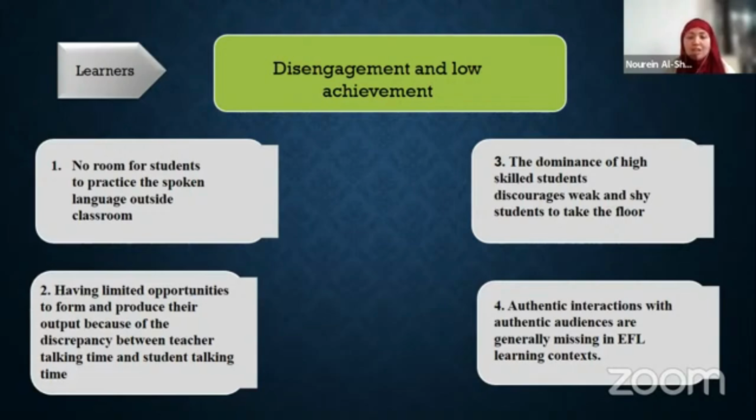That's why we need to make a balance between them, or even give our students more time to talk and to express themselves. Also, we've got the dominance of high-skilled students, which discourages the shy ones from talking and speaking up. Also, as I said, because of the lack of training, authentic interactions with authentic audiences are generally missing. Why? Because students don't have any other audiences but their teachers or their peers.